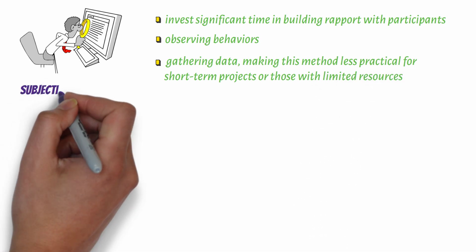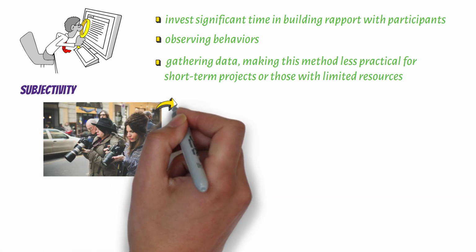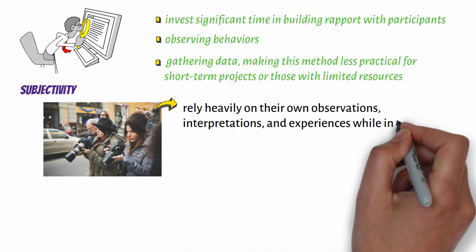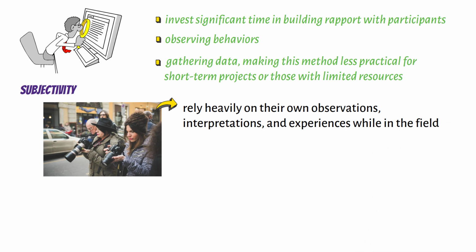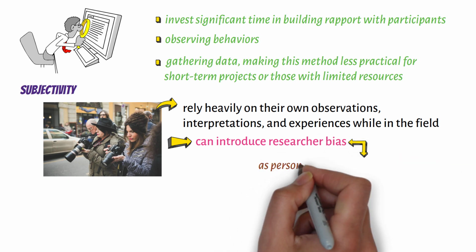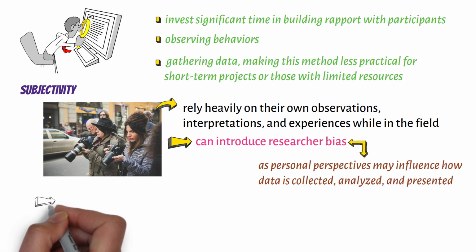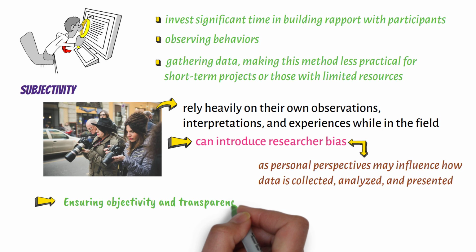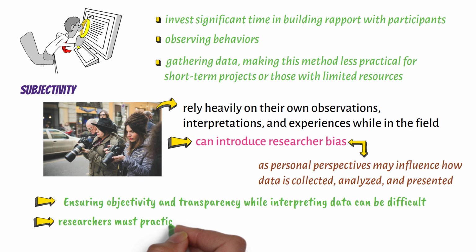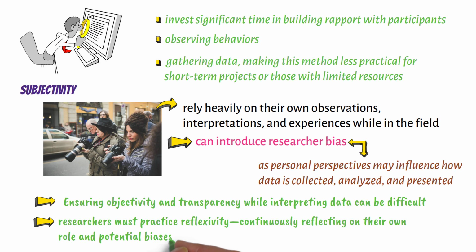Another challenge is the subjectivity inherent in the process. Ethnographers rely heavily on their own observations, interpretations, and experiences while in the field. This can introduce researcher bias, as personal perspectives may influence how data is collected, analyzed, and presented. Ensuring objectivity and transparency while interpreting data can be difficult, and researchers must practice reflexivity, continuously reflecting on their own role and potential biases in the study.